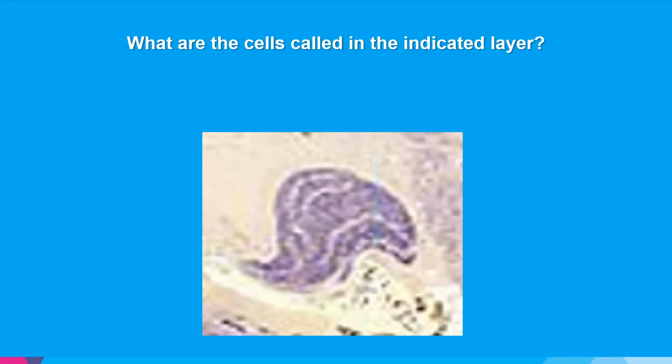What are the cells called in the indicated layer? Tell me what are those cells? What is this structure? Is that the LGN? It's the LGN. And then what is that layer if it's the colored layer there? So that's going to be layer 1.